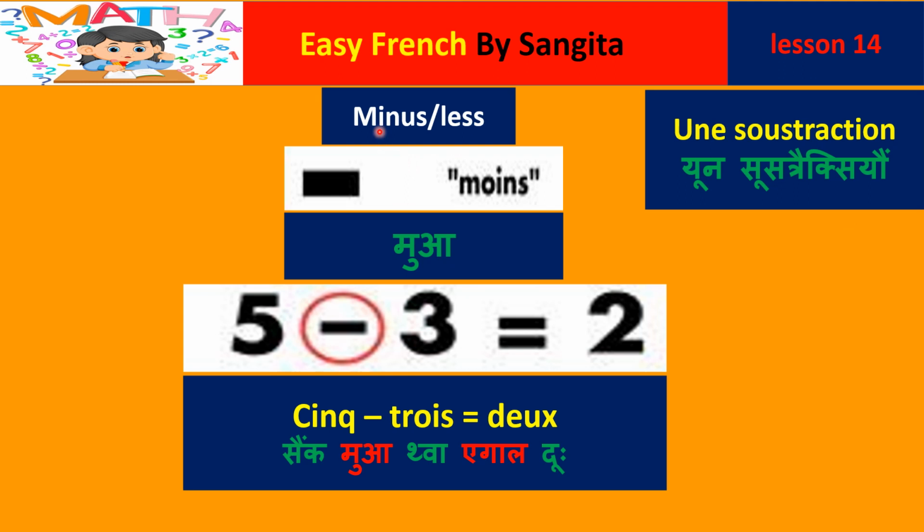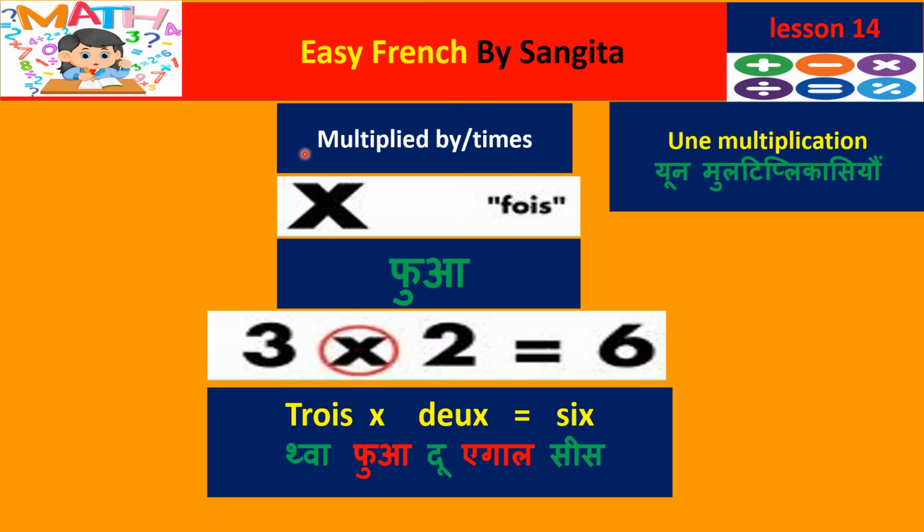So next sign is minus or less. This is the sign or the symbol. So minus we say moins. Okay, so 5 minus 3 equals 2. In French, cinq moins trois égale deux. Clear? And this whole operation is known as une soustraction.